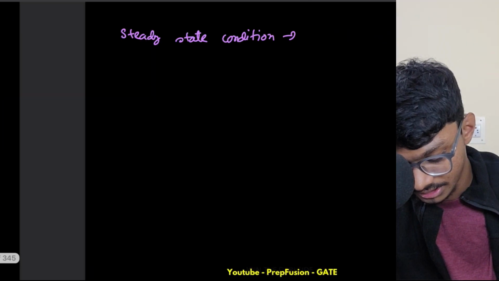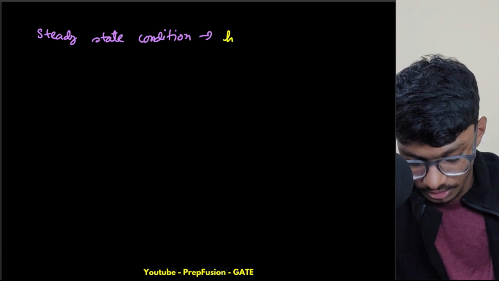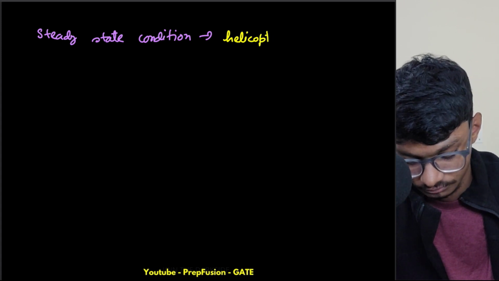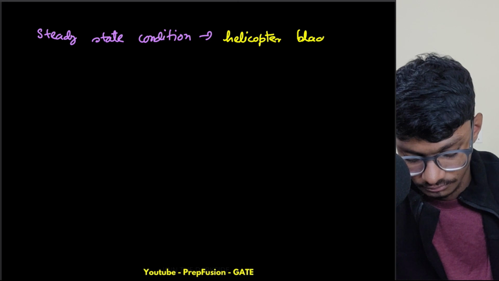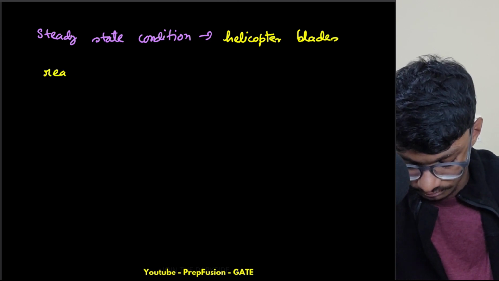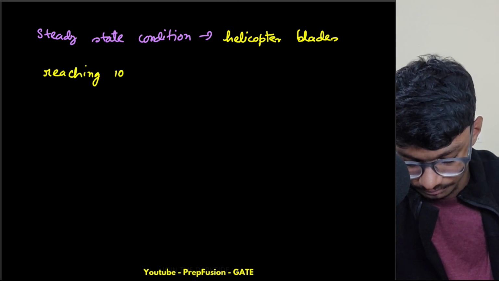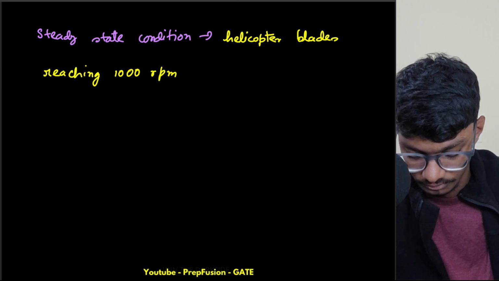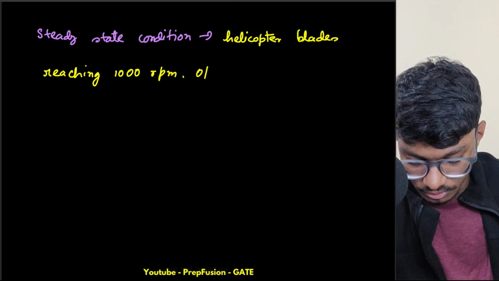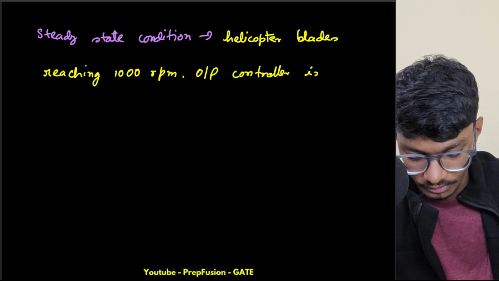Okay, so the steady state condition is the helicopter blades reaching 1000 rpm. So when it reaches 1000 rpm, that means the output of the controller is 1000 rpm.